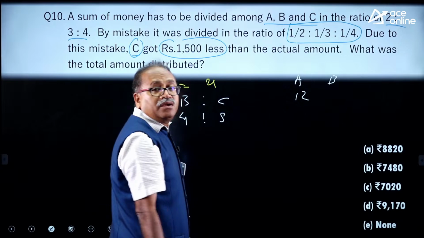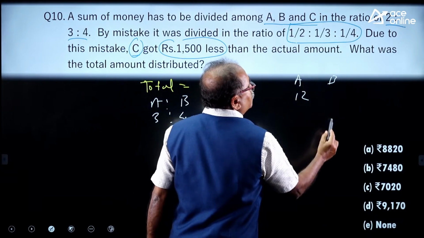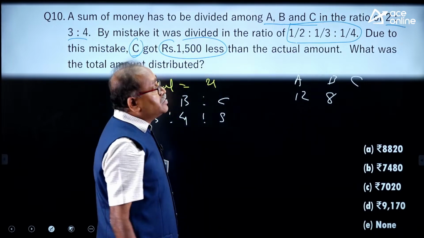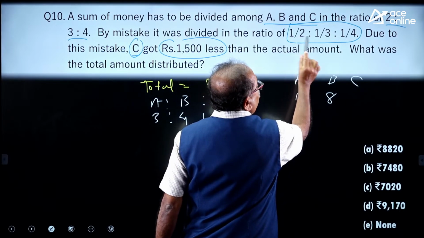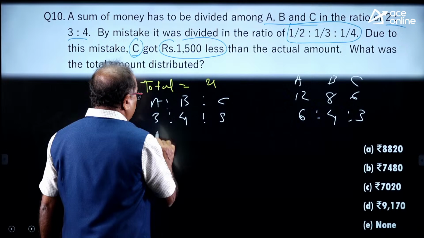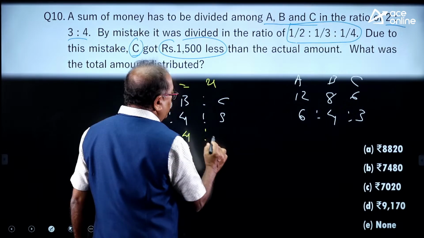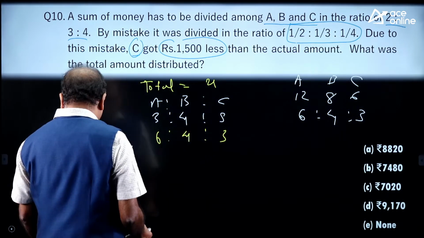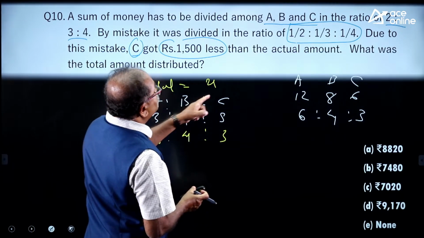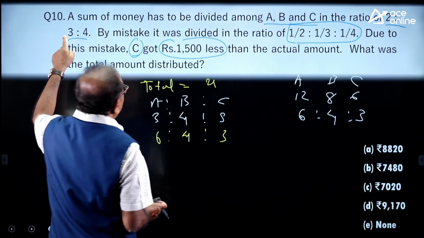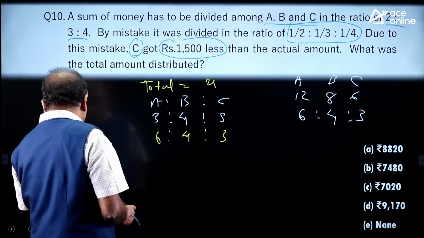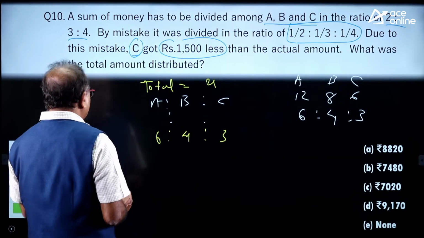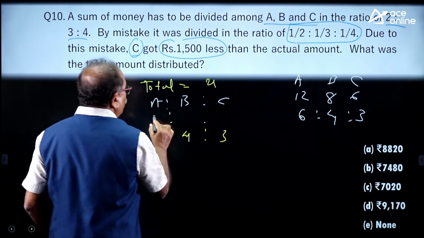What will be the A money? What will be the B money? How much will C get? So how much is this part? A, B and C, 2, 3 and 4. I made a mistake in writing here. The initial ratio is 2, 3 and 4.